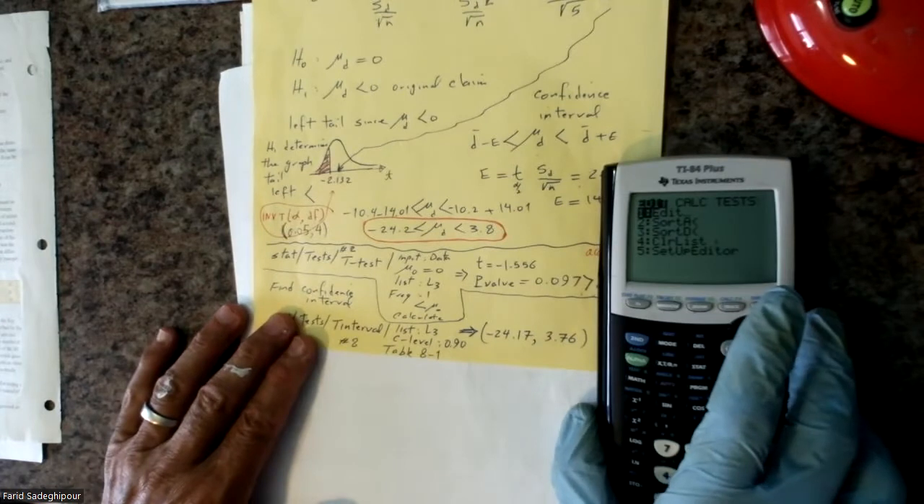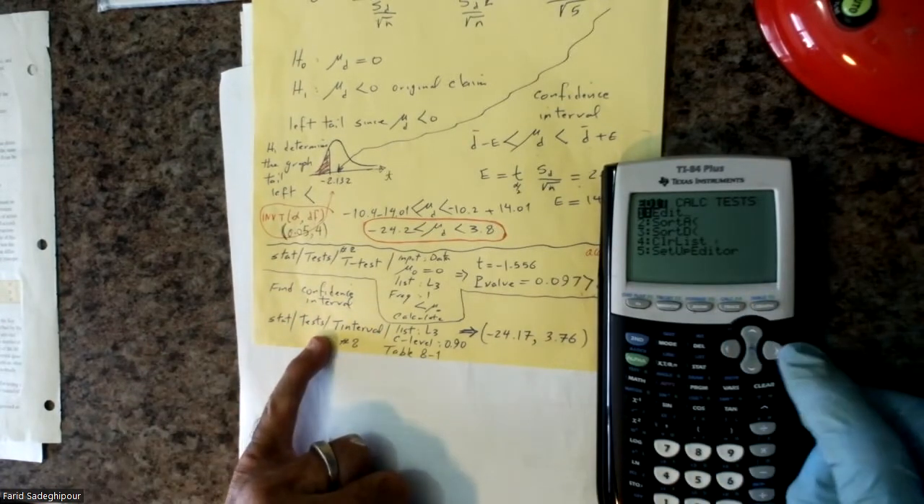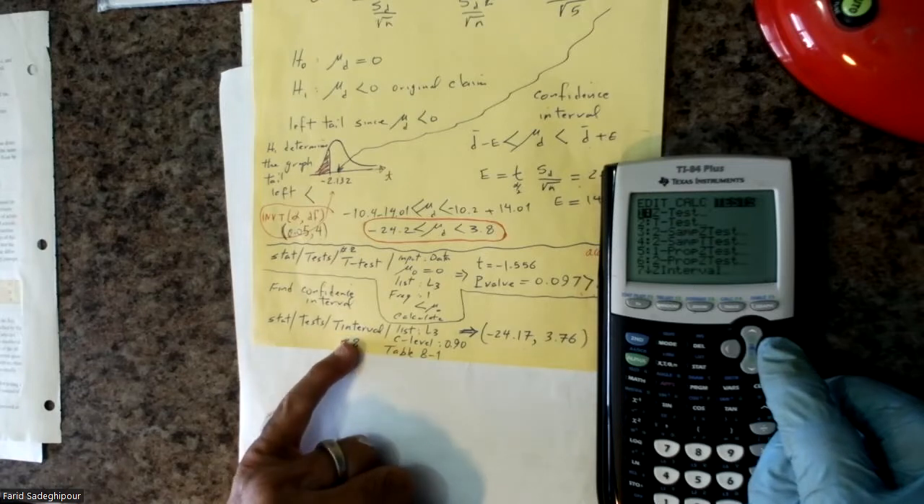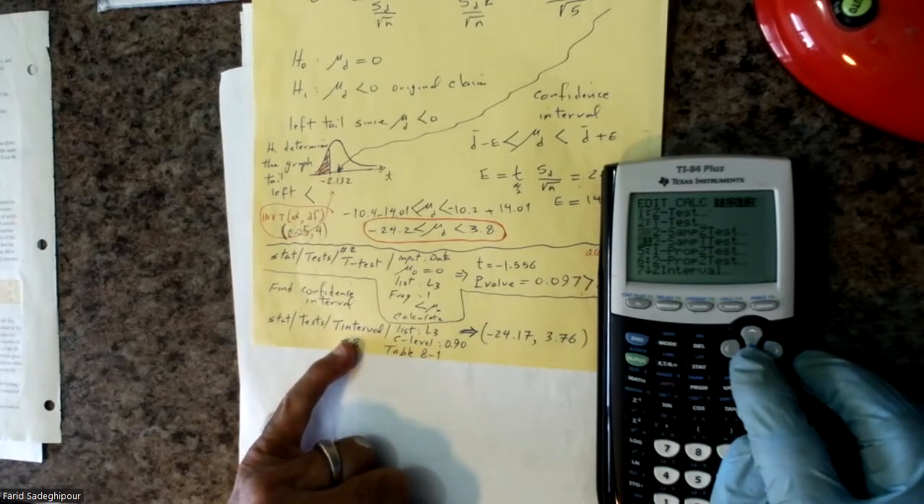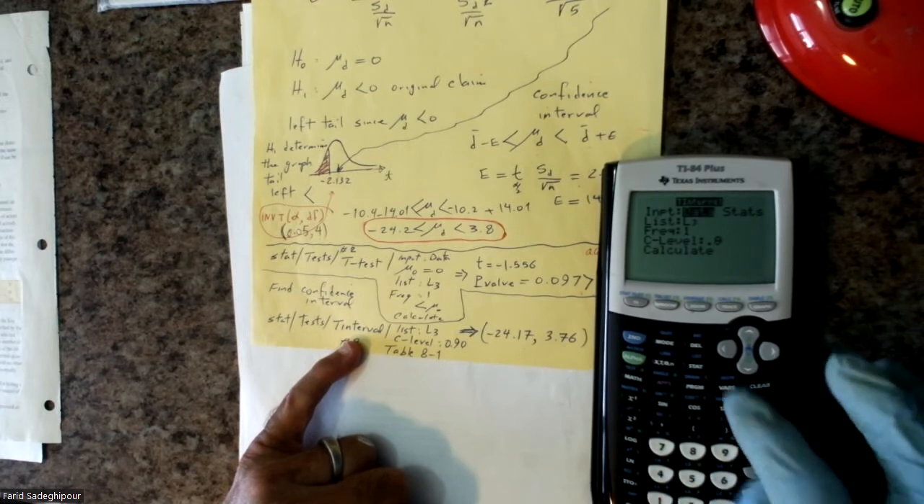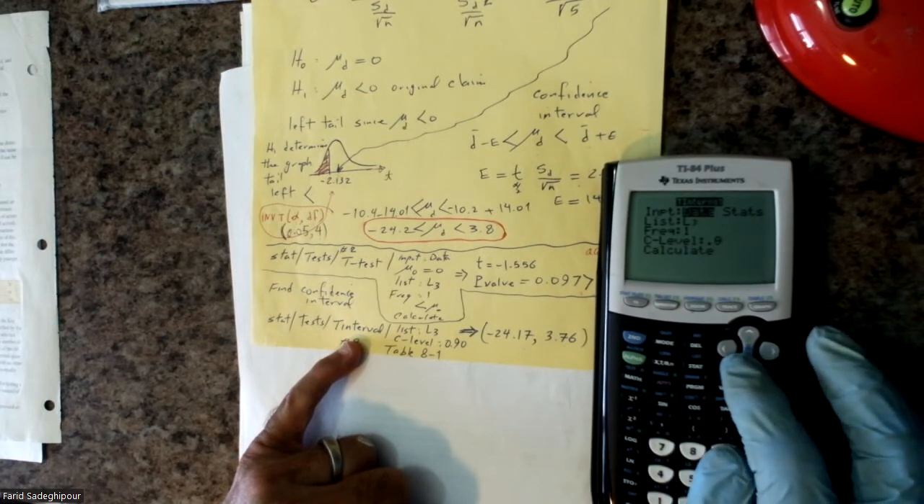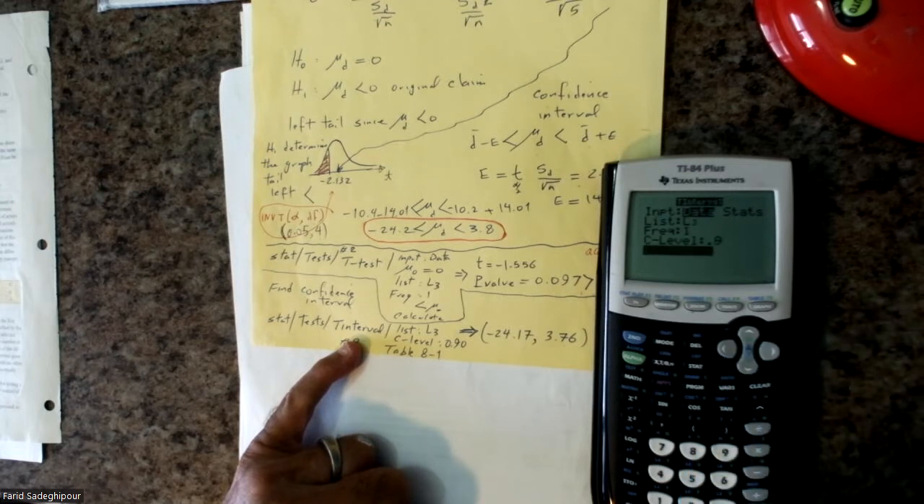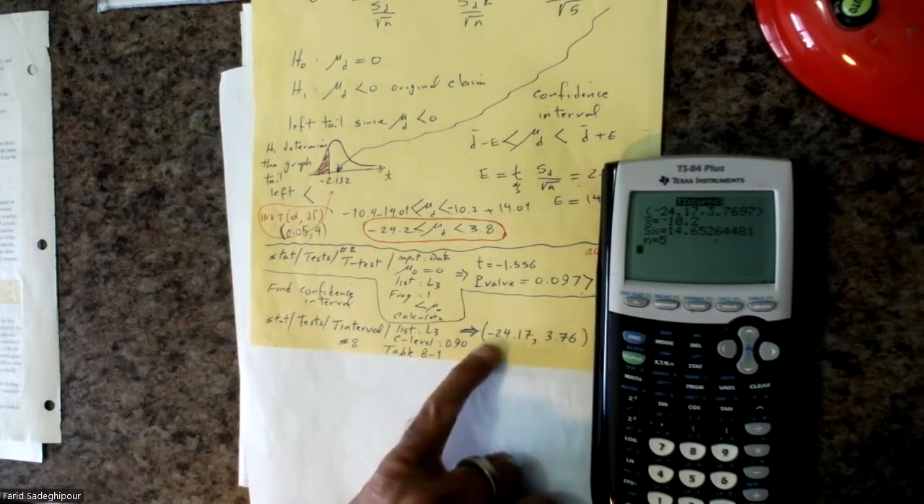So for this part, you go all the way to Tests. Go to number 8, TInterval. Make sure the confidence level is 90%. And that gives you these two values.